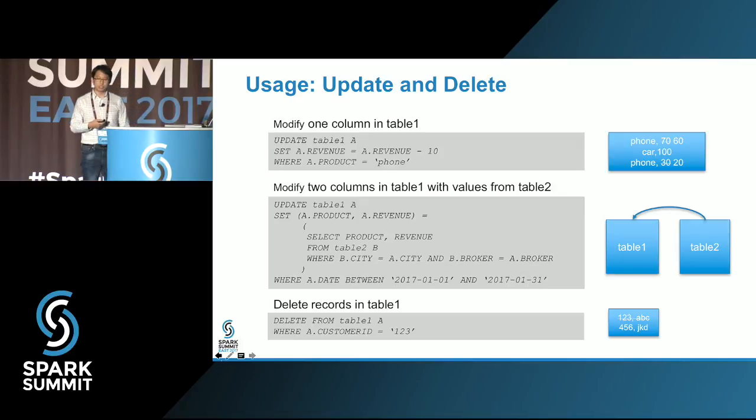I provide 3 examples here. First one is to modify one column and filtering the product equal to phone. Second one is we update two columns in the table 1 using the join result of these two tables. So you can perform a subquery and then update the first table. Third one is to delete all the records which have the customer ID equal to 123.